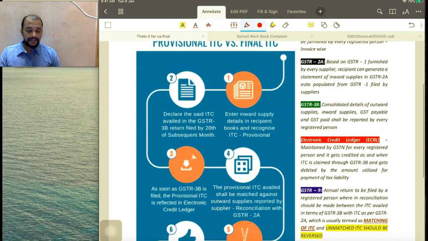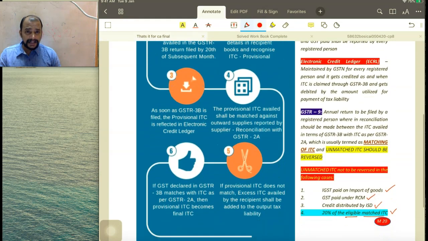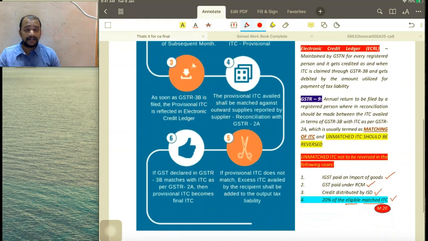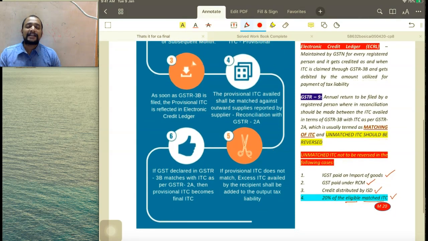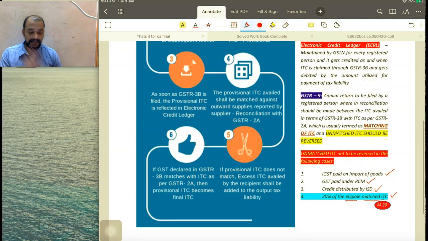So this is about this, and you have to show this reconciliation between 2A and 3B in the GSTR 9 annual return. The GSTR 9 annual return needs to be filed by a registered person, wherein reconciliation should be made between ITC availed in terms of 3B with ITC as per 2A, which is usually termed as matching of ITC, and unmatched ITC should be reversed, means it should be added to the output tax liability.